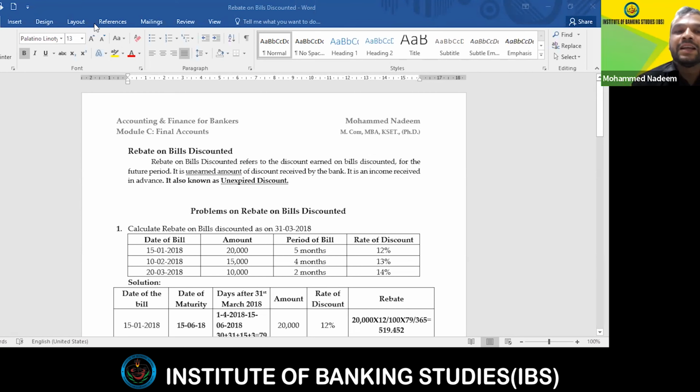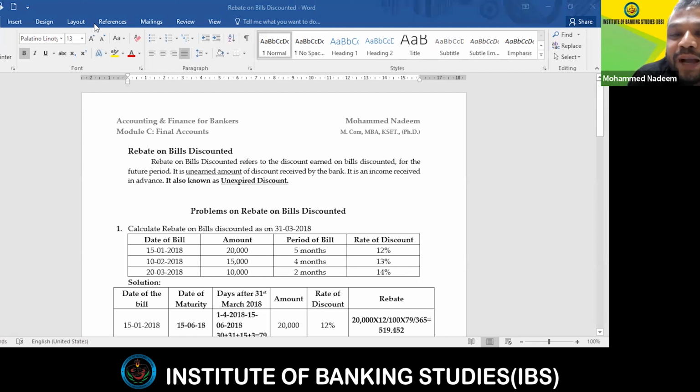And this rebate will be minused, as you have not earned it. You'll minus it from schedule number 13 of the banking final accounts. While preparing the P&L account, in schedule 13, we will minus this rebate, because it is not earned. How can we show it as earned? So minus it.